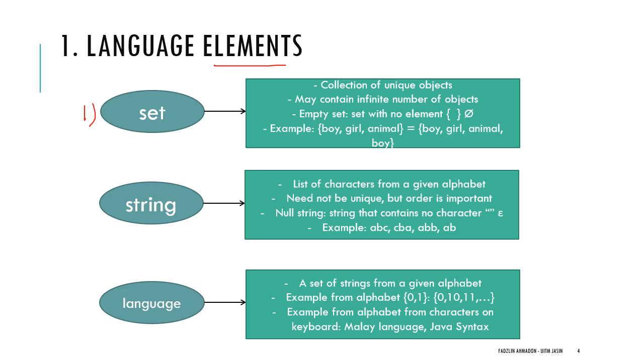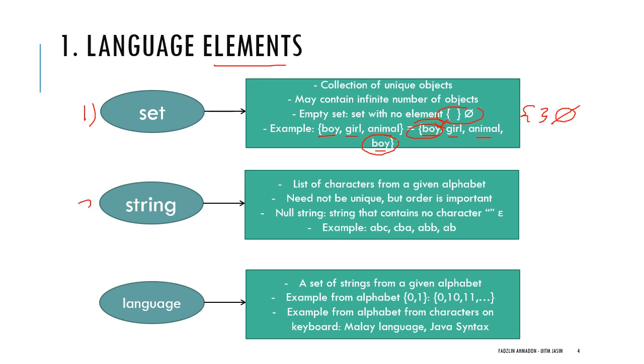So for example, if we have a set that has boy, girl, animal, this is the same set as this second set that has boy, girl, animal, boy. So even though the second set has 4 elements inside of it, it is equivalent with the first set since the element boy is duplicated here. We also need to understand the concept of empty set, which is a set with no element. So it can be represented as this, an empty set that has no element, or this symbol.